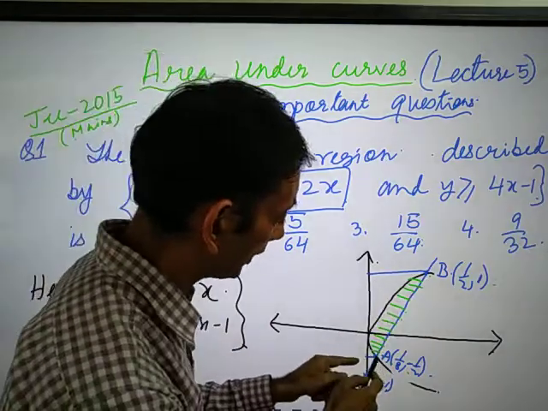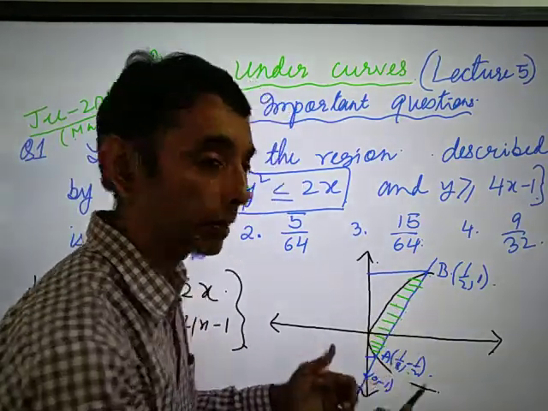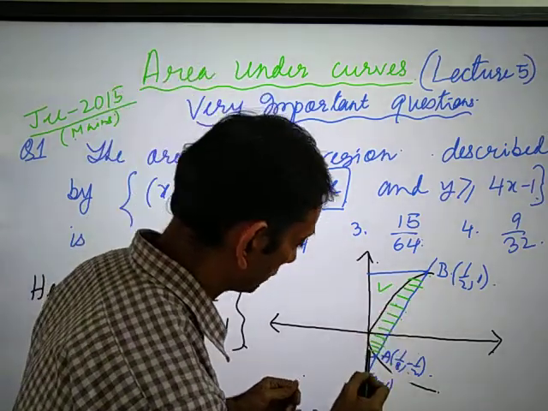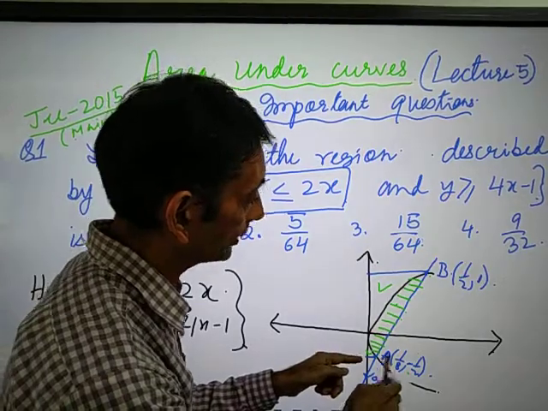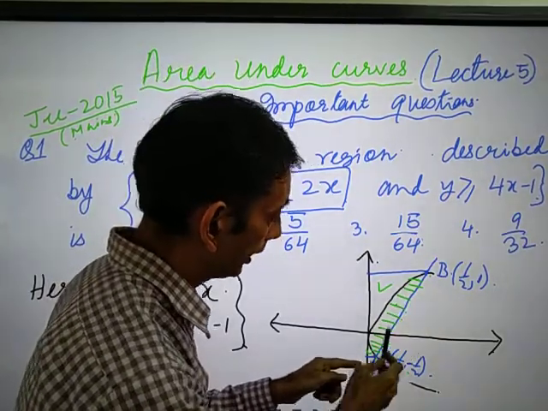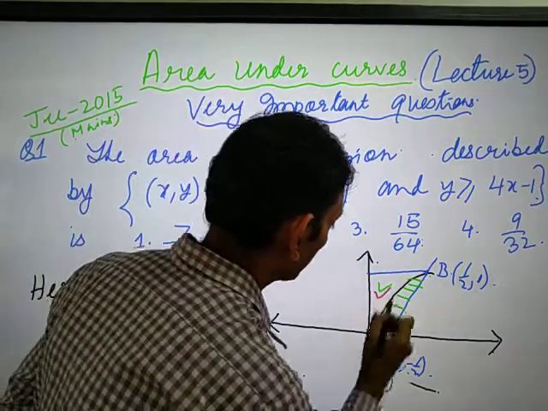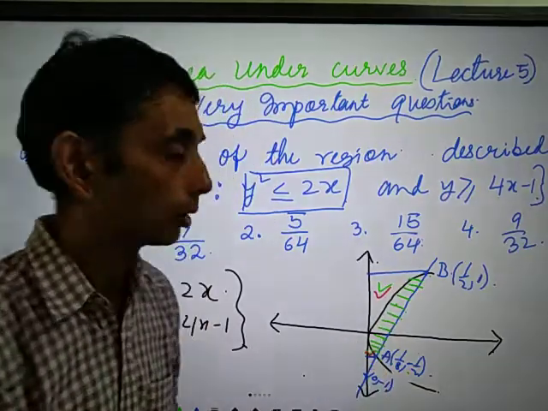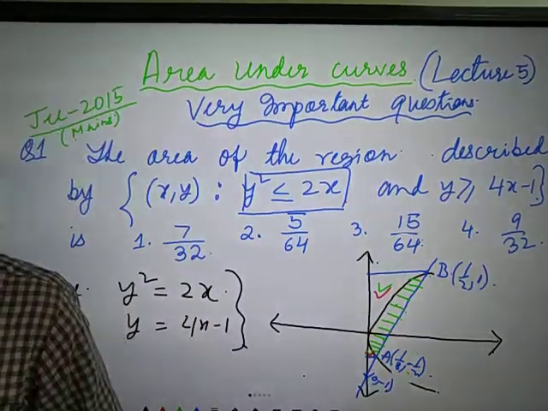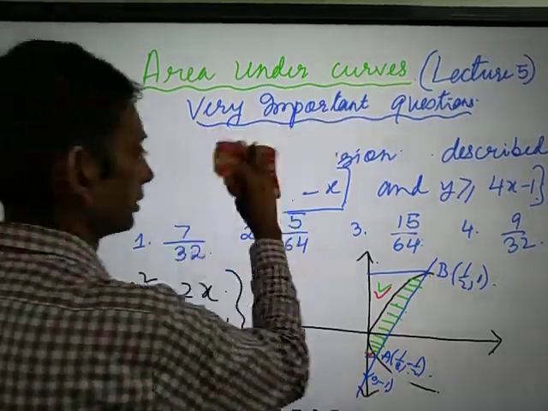If we integrate from minus half to 1 along the line, we'll get these 2 portions. And after that, we'll integrate from minus half to 1 along the parabola, and this area, which actually we don't need, we'll subtract, and then we'll get the required shaded portion. So let's start integrating now. We'll just leave the options here.